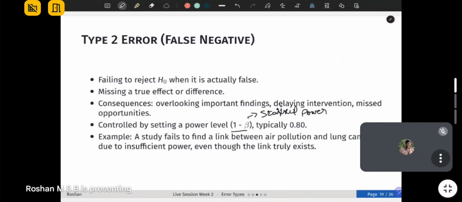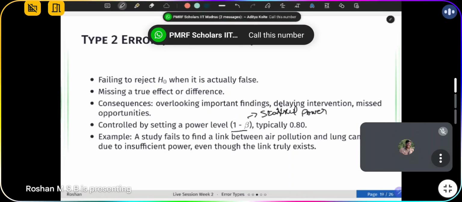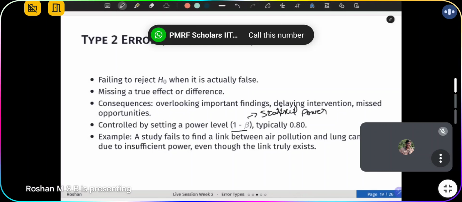Again, an example here would be, air pollution and lung cancer actually has an effect, but incorrect statistical analysis led to say that the link does not exist between air pollution and lung cancer. This is quite an important finding that is overlooked. Okay.